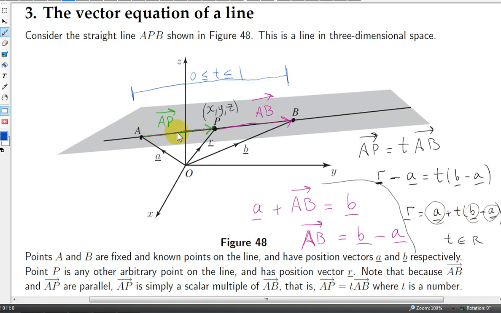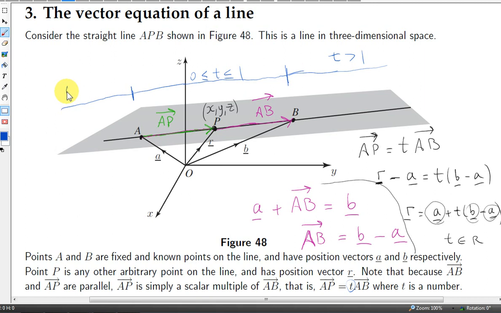For this portion of the line between A and B, the values of T that generate it lie between 0 and 1, because remember T is a scalar multiple of AB, so we're scaling AB down, if you like, from 0 to AB. If T is greater than 1, then we're multiplying a number greater than 1 by vector AB, so we are increasing the magnitude of AB, so we're getting points on this part of the line. So this part of the line is generated by plugging in values of T greater than 1.